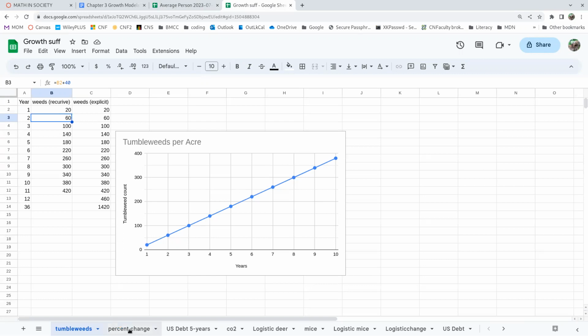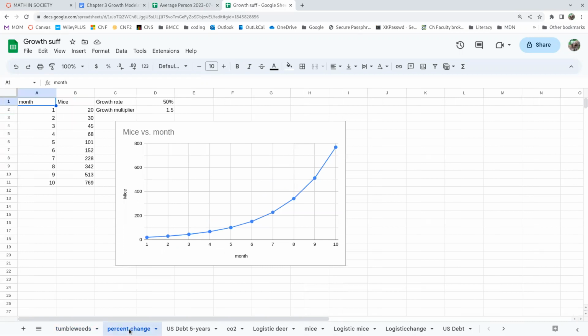But it could be the growth is different. Maybe it's a percent change. So here I have an example where we're changing by month, and the mice in a certain area are multiplying, and they're increasing by 50% per month. So if there were 20 mice in the first month, 50% more than that added on will give us 30 in the next one, and then 45 and 60, and they'll just keep moving along like that. Notice that when we have a percent change, it has this interesting curve to it.